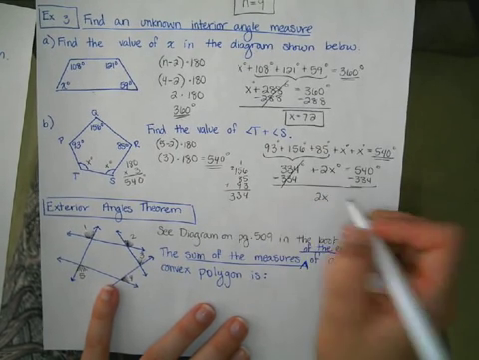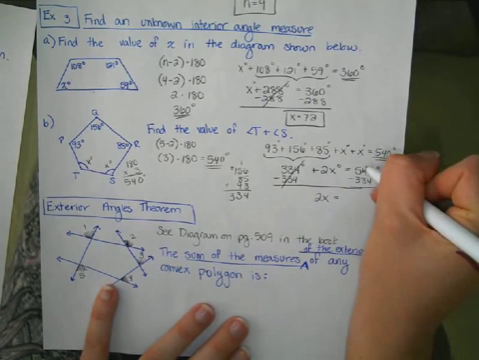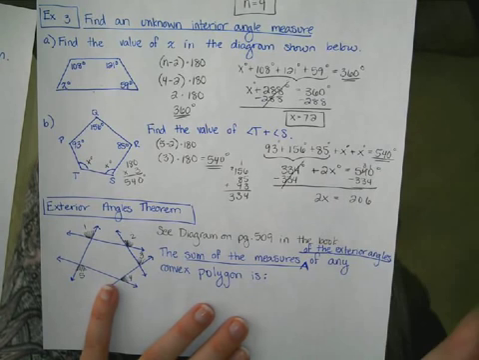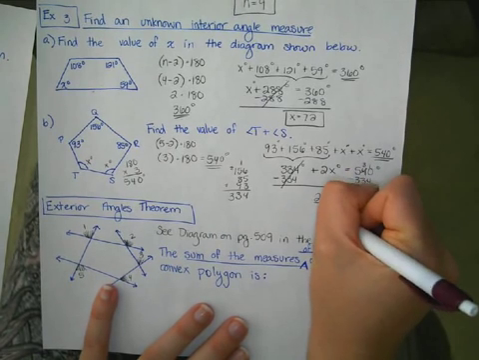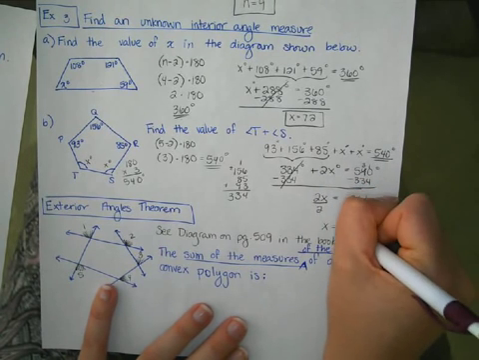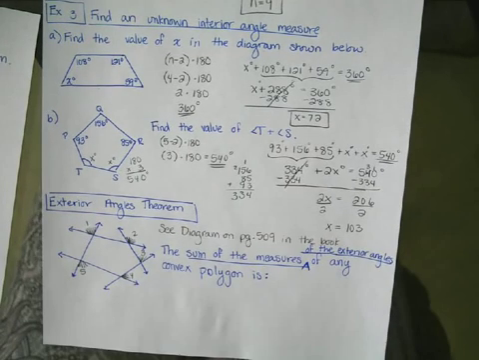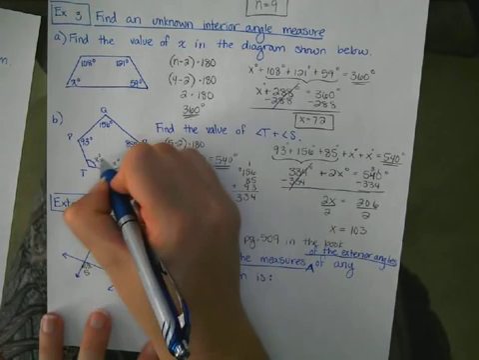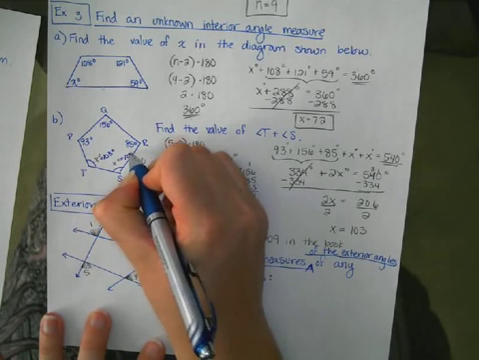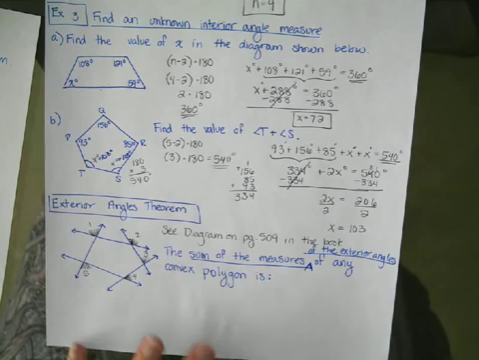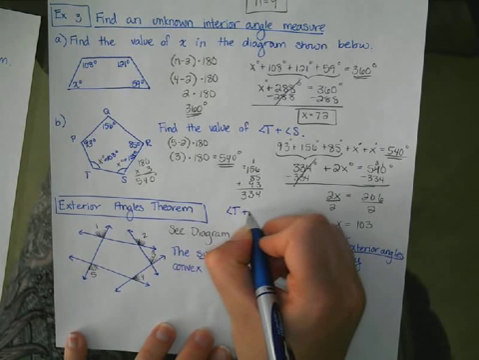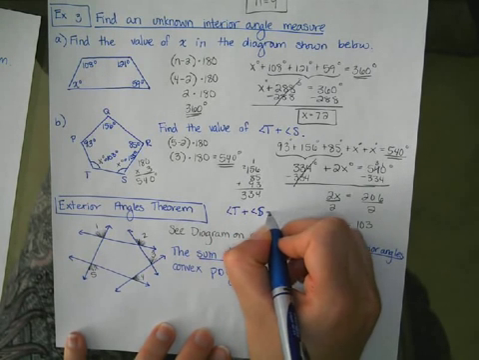Am I done? No. So what this means is this is 103 degrees. And this is 103 degrees. But what's the question asking? Find the measure of angle T plus angle S. So angle T plus angle S is equal to 103 plus 103, and what do we know that is? Good, 206 degrees. So be careful, because you never know what kind of tricks are going to be thrown in there. You don't want to just find x only. Okay, next one.